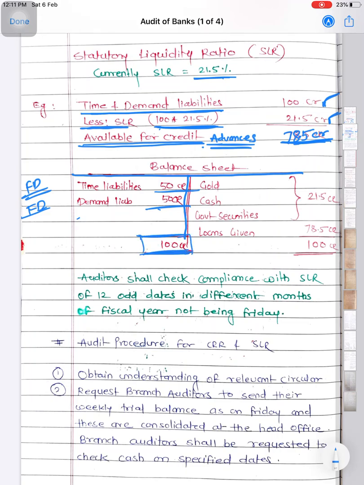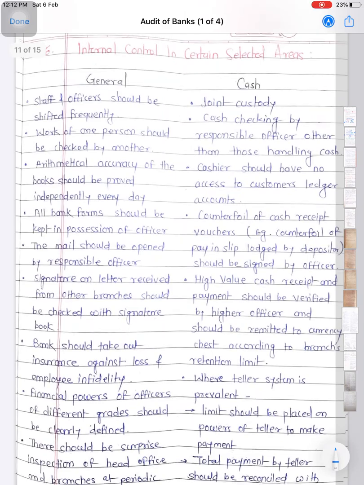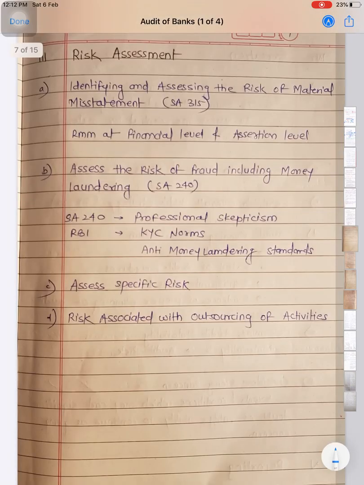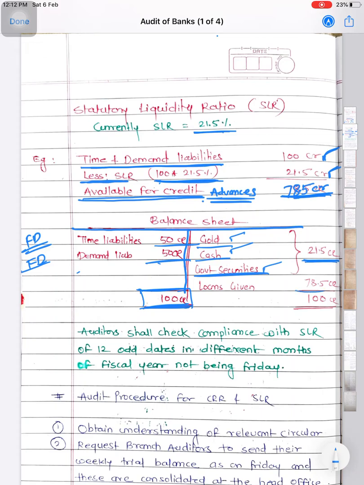So out of those 100, 21.5 the bank needs to maintain in the form of gold, cash or government securities, which are quickly realizable. Liquid cash the bank should maintain this much, but it's not necessary to be in the form of cash only. It can be in the form of cash, gold or government securities. The remaining 78.5 crore the bank can give as loans. Loans are ultimately going to be the asset of the bank.